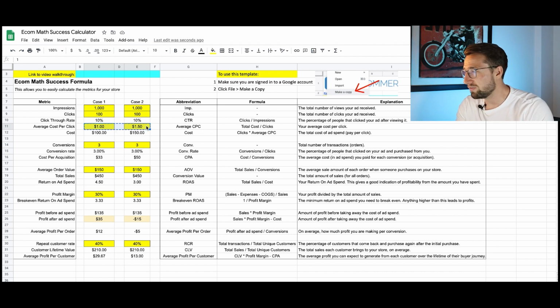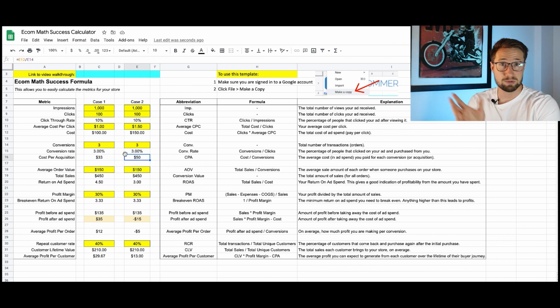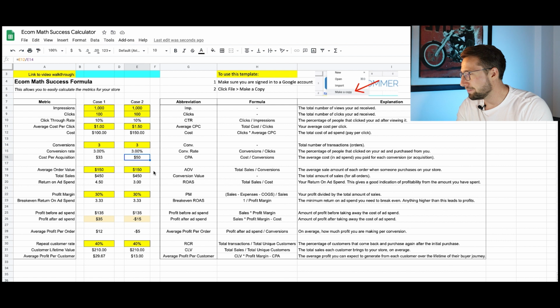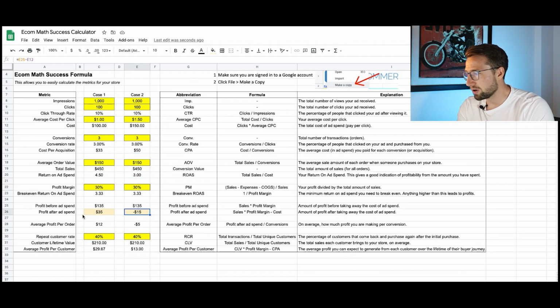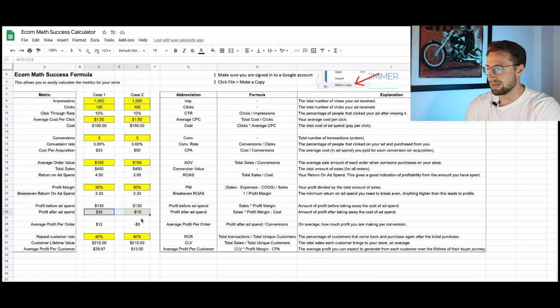Okay, so you can see that just 50 cents increasing that suddenly increases the cost per acquisition by $17. And it means that if you look down at the actual profit after ad spend, I'm going to get to this in a second, but we're actually losing money compared to actually gaining money, profiting versus losing. So you can see as you go down the funnel, it actually has a huge, huge impact.